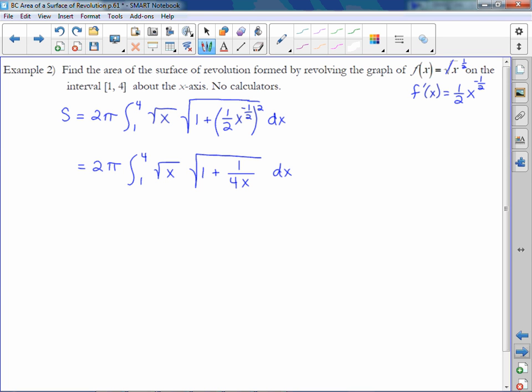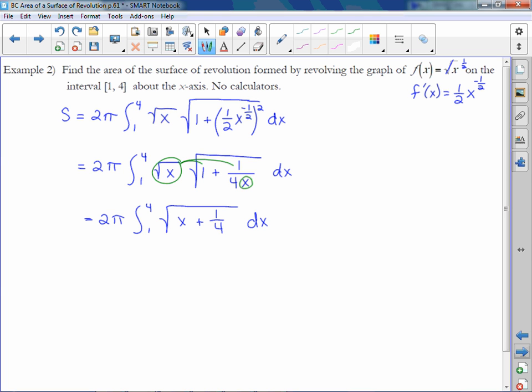Okay, now what? Well, I'm thinking I'm going to take this because these are both under square roots. I'm going to go ahead and take this, and I'm going to distribute that x to each of these, and it's going to cancel this x down here. So all under one square root. Okay, x times 1 is x, plus x times 1 over 4x is 1/4. Now this makes it a lot simpler underneath the radical.